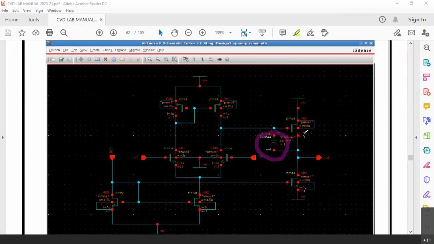So to honor Miller, we are keeping the name of this capacitance also as Miller capacitance. Fine. My very last question now is, let me zoom and let me ask you.